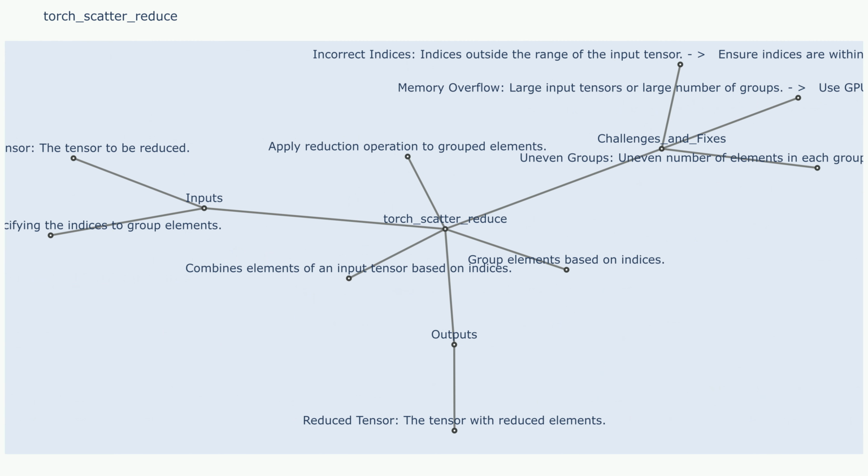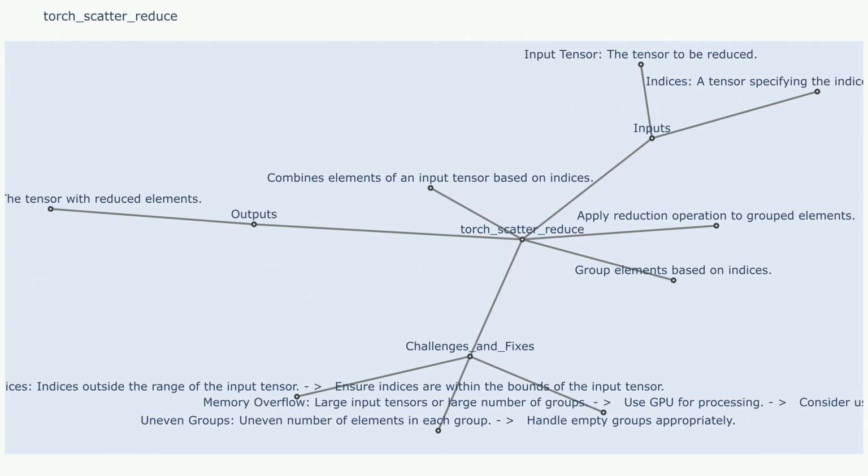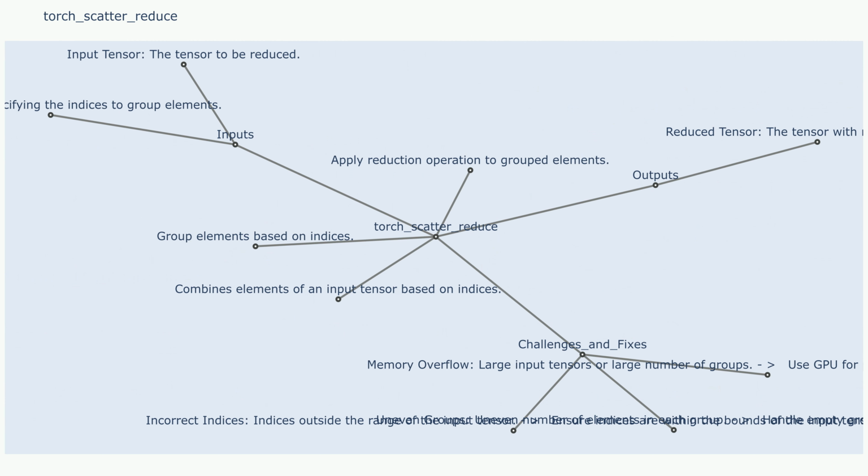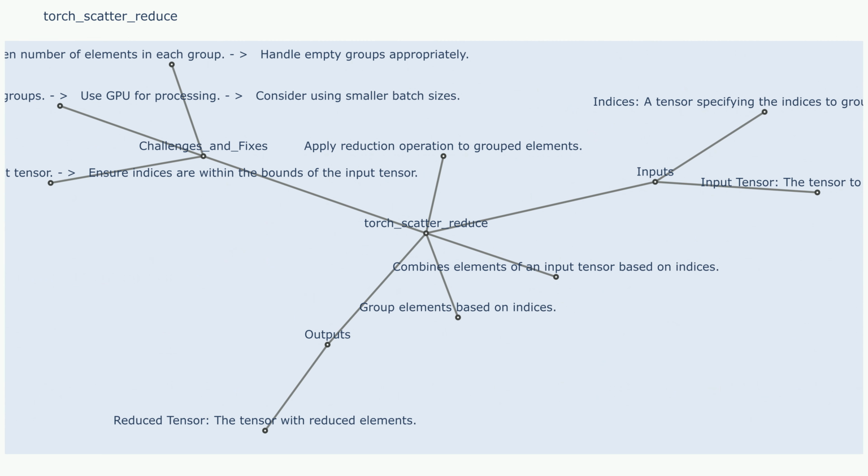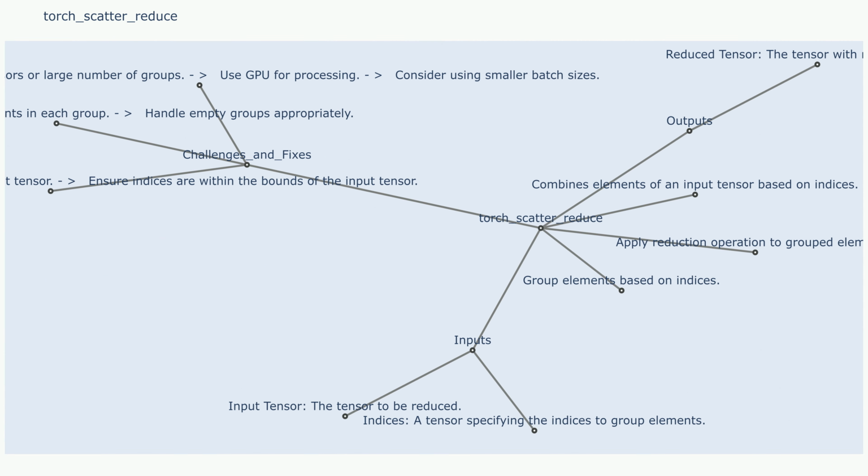Out, optional: the output tensor. If provided, it must have the correct shape. If not provided, a new tensor will be created. Outputs. Output: a tensor containing the reduced values. The shape of the output tensor will be determined by the shape of the index tensor and the specified dimensions. It will contain the reduced values for each unique index in the index tensor.